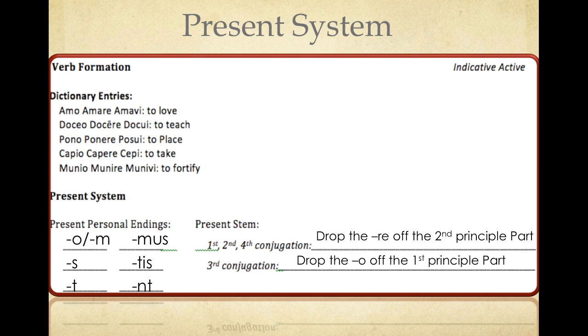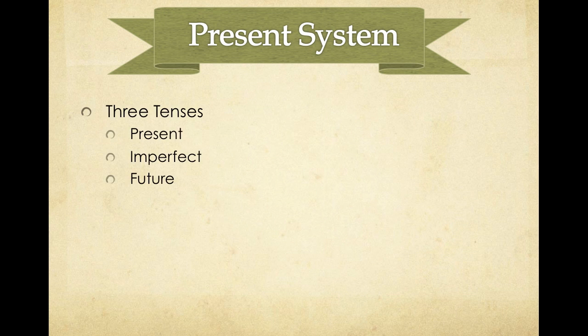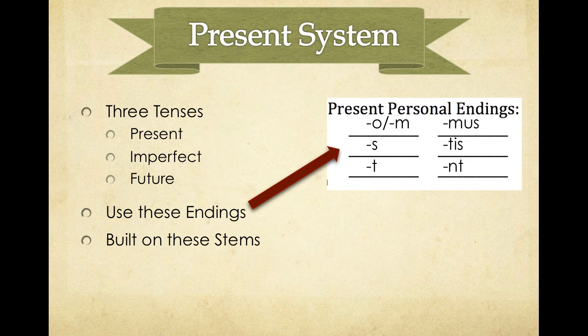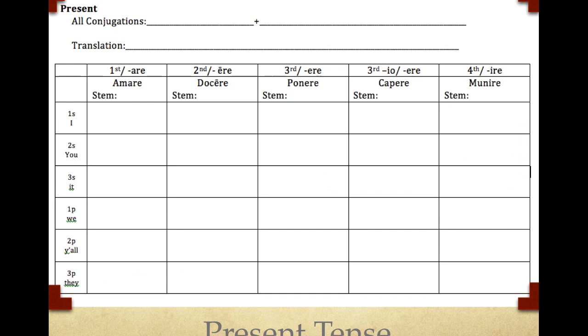You know this all. The only thing that I do want to talk about a little bit and add in is this idea of the present system. I've mentioned this here or there, but I really want you to hear about it now and understand. Present system. Okay, these three tenses form the present system: the present, the imperfect, and the future. And they're a system because they all use these endings and are built on these stems. So if you see these endings or these stems, you know it's either present, imperfect, or future.